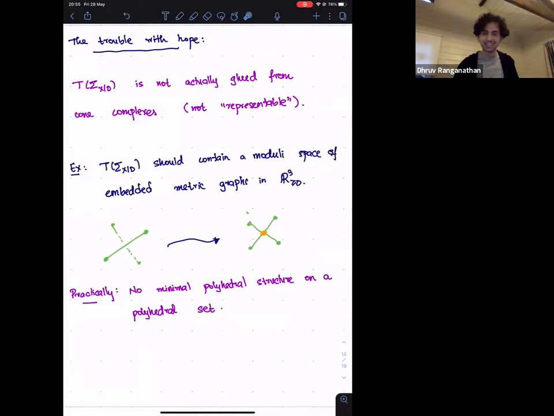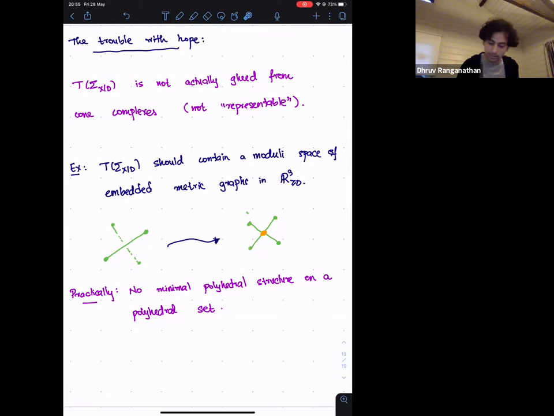At least as far as we can tell, this thing, which one can make a precise definition of, is supposed to be a certain functor on the polyhedral complexes category. And you can hope that that functor is representable by a cone complex, and it's just not. And it's actually quite easy to say why it's not. It has a lot to do with the fact from earlier that there's no minimal polyhedral complex structure on a given polyhedral set.